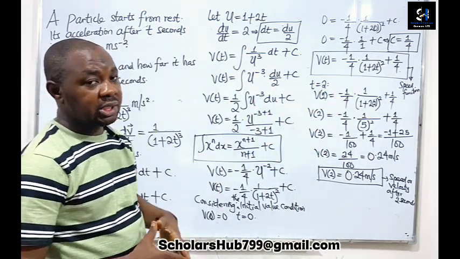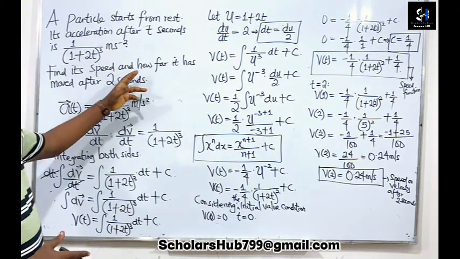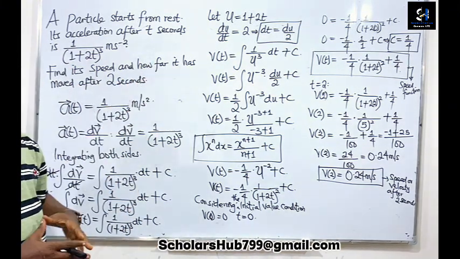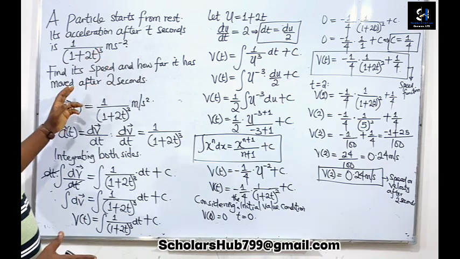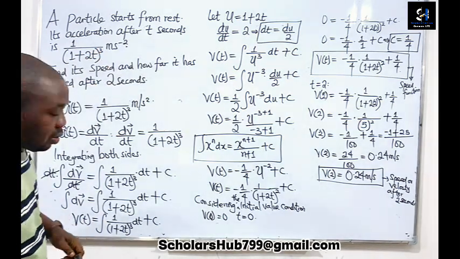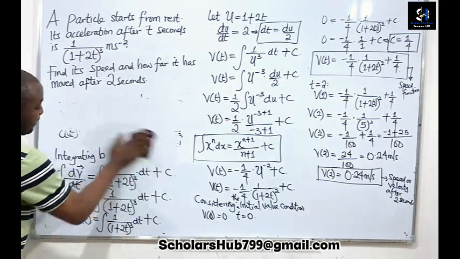That's it. So now this equation for the speed function, I'm going to use it to derive the equation for the distance function, because in the question we're asked to find how far the particle has moved after 2 seconds. All right, let me continue from here.